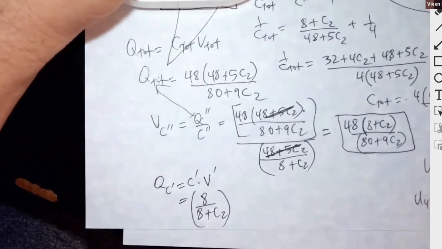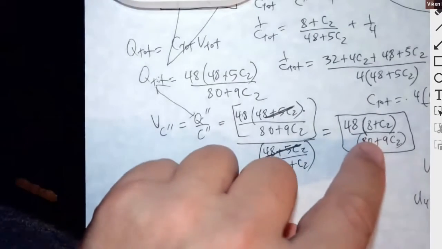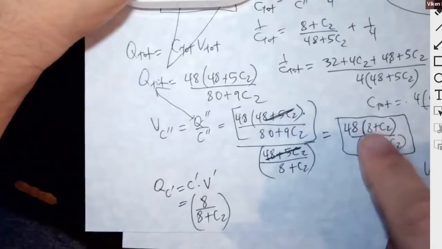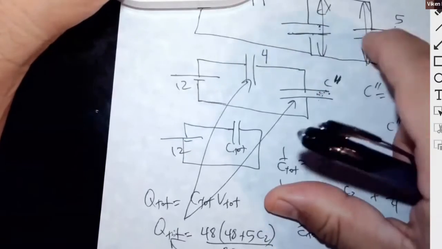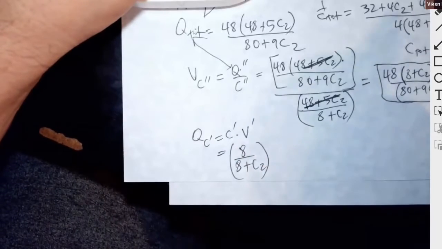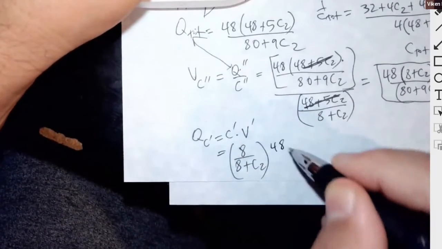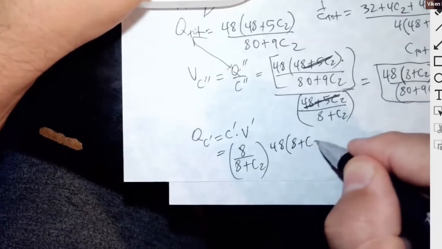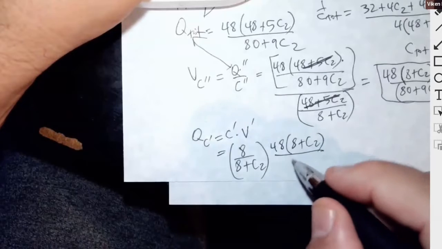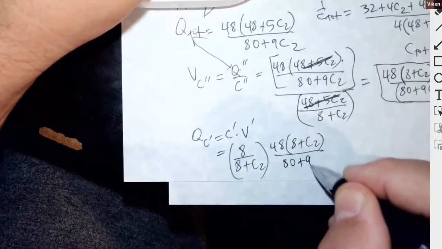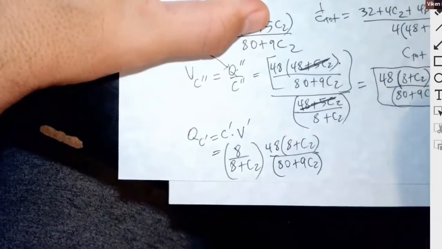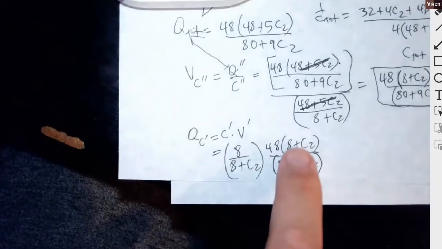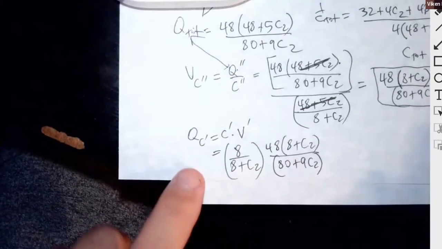And then V prime is what I just found right here, right? Because this is the voltage of this guy, and it's going to be also the voltage of this guy. They share the same voltage. So then this is C prime times this guy, 48 times 8 plus C2. Yeah, so there I'm getting some good cancellation too. 80 plus 9C2. Right? And then what's happening? The 8 plus C2 at least is canceling.